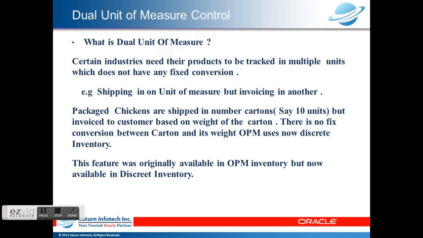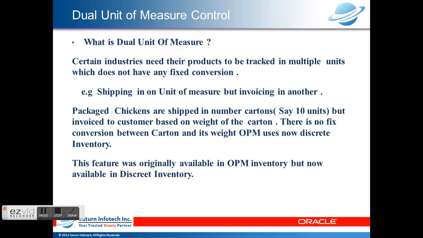Dual unit of measure control. What is dual unit of measure? Certain industries need their products to be tracked in inventory in multiple units of measure. This is because of the inherent nature of the product. For example, they need products to be shipped in one unit of measure, but they are invoiced in another unit of measure.